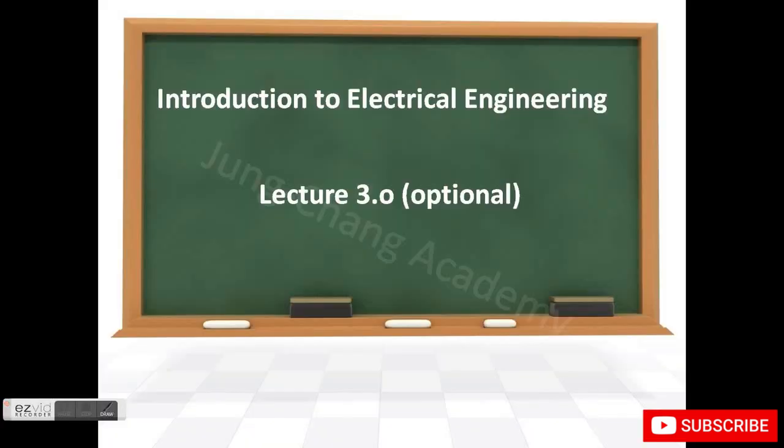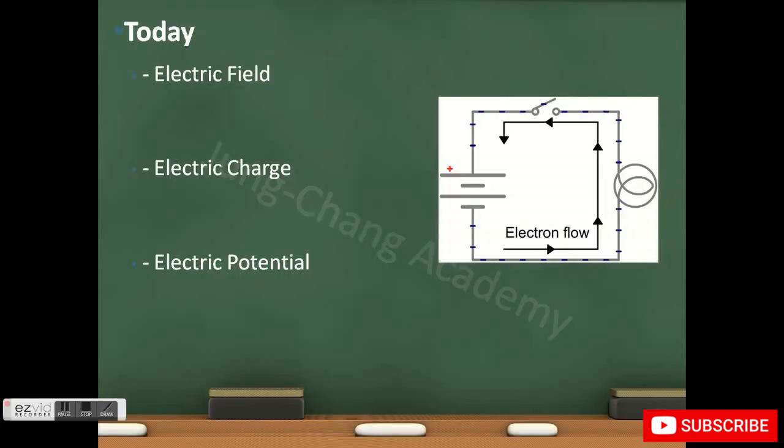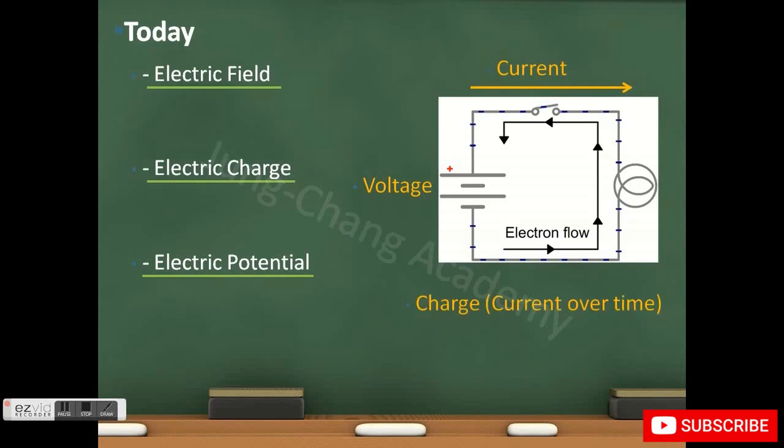Welcome back to Introduction to Electrical Engineering. In this optional lecture, we're going to cover more details about electric fields, charges, and electric potentials. By now, you should have a pretty good understanding of what voltage, current, charge, and power are. And in fact, that's really all you need to know for this introductory course to analyze simple DC and AC circuits. But for those of you who want to learn more, I'll talk about the physics behind it in this lecture.